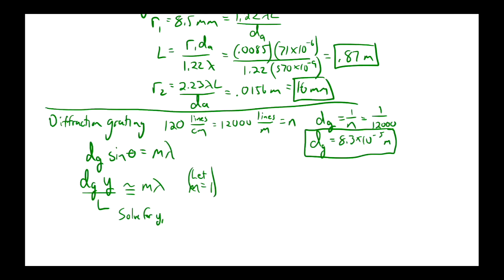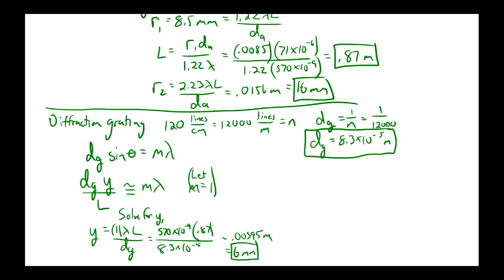So let's rearrange this. We've got y is going to be m. Well, not m. That's 1 now. 1 lambda L over dg. And we have all of those. So this is 570 times 10 to the minus 9. L is 0.87. And dg is 8.3 times 10 to the minus 5. And for that, I end up with 0.00595 meters, which is about 6 millimeters. And that solves as much as we want to for the diffraction grating.